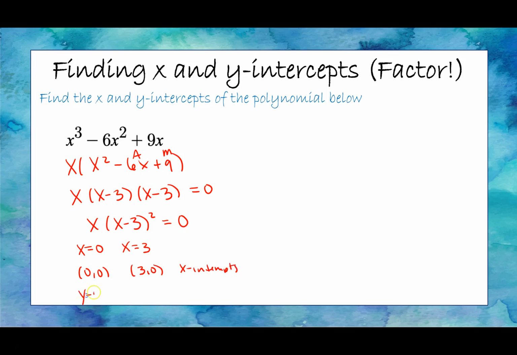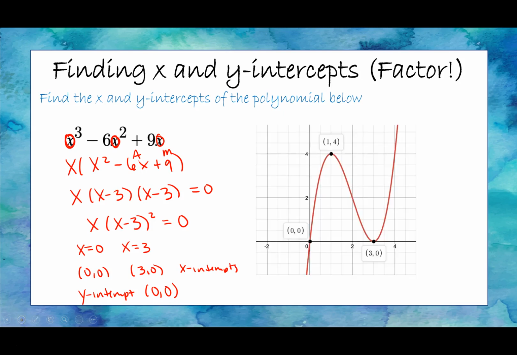And my y-intercept is going to be when my x is 0. So plugging in 0, 0, and 0, that all becomes 0. Let's go ahead and check this. Looks like we are correct. We've got our y-intercept at 0. We go through x equals 0 or (0, 0), and we also go through (3, 0).